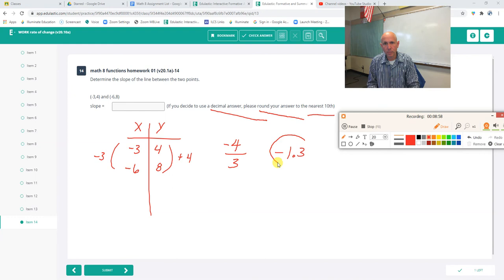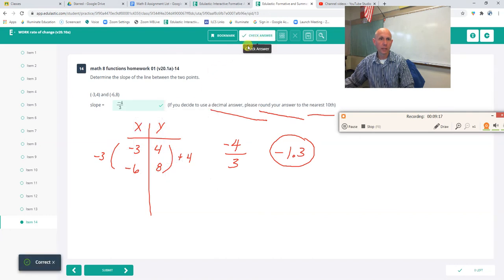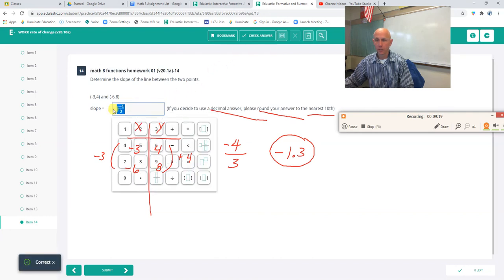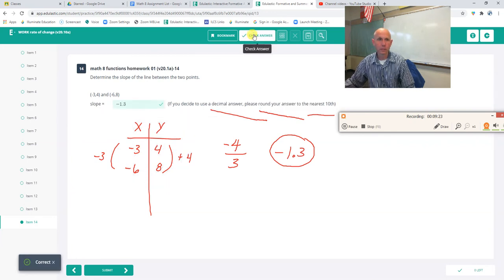So let's see if it accepts both those answers. I do not know. Ooh, that's hard to read. Okay. -4/3, checking the answer, it accepted it. -1.3, checking the answer, it accepted it. Both answers are good.